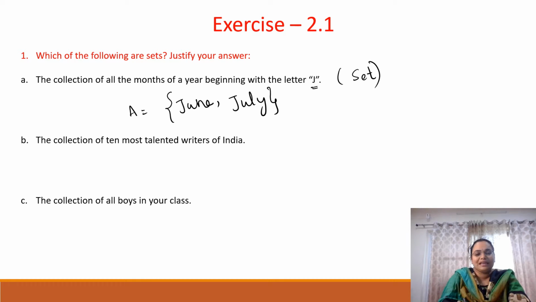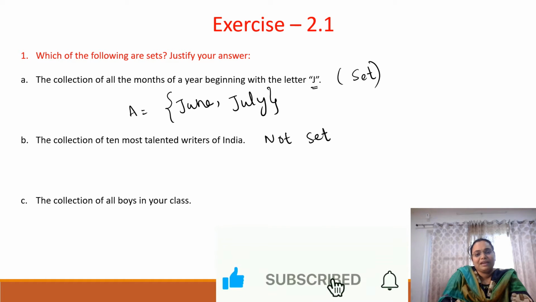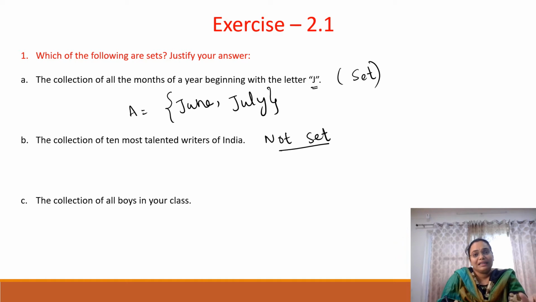So the next one is the collection of 10 most talented writers of India. In my view, there are 10 talented writers, and in the same way, everyone has talented writers in their opinion. So this is not a set. We cannot decide that only these 10 are talented writers. The collection of all boys in your class. We can count the number of boys in our class, right? So this is a set.